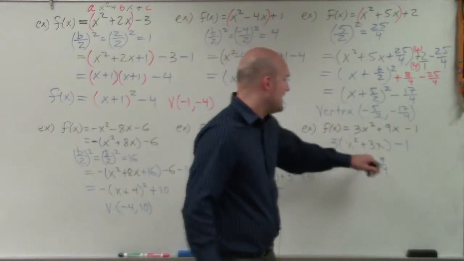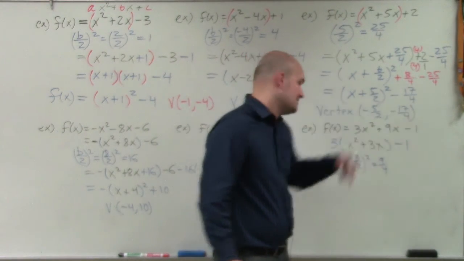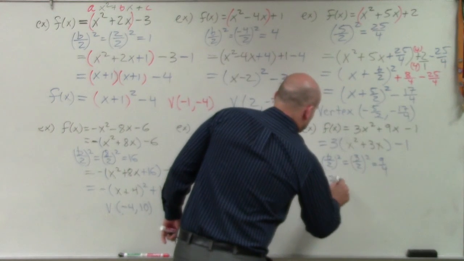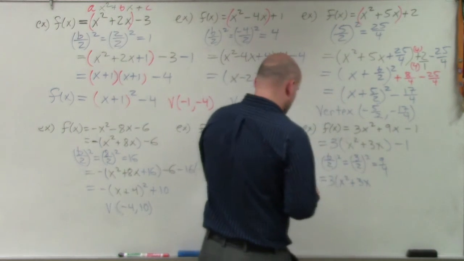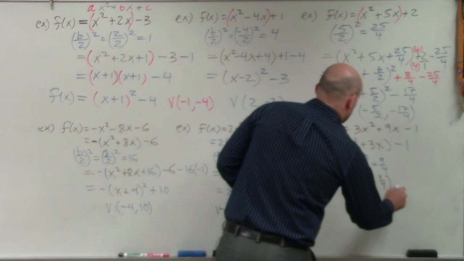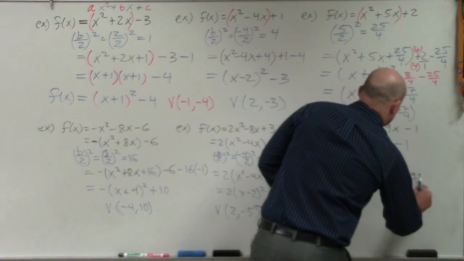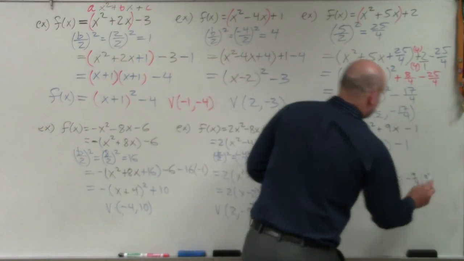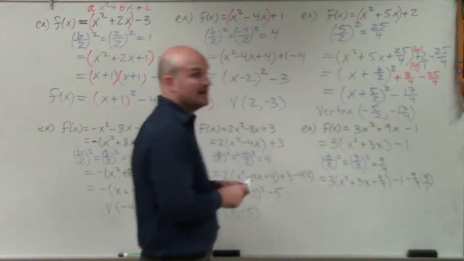Well, again, I need to add the 9/4 inside the parentheses and outside the parentheses. So when I do that, I have 3 times x squared plus 3x plus 9/4 minus 1 minus 9/4. And then that 9/4 has to also be multiplied by 3. And remember that 3 is really basically like a 3 over 1, right?